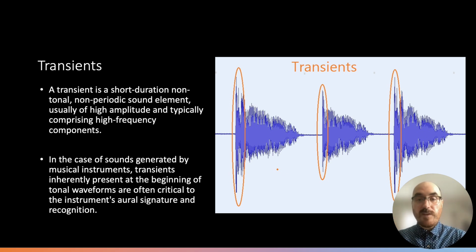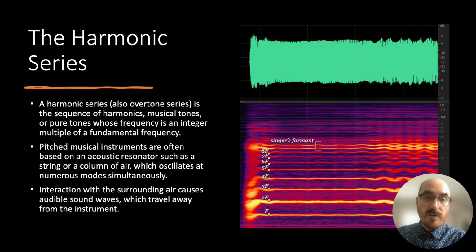We have that hard piece of plastic hitting the strings versus the soft fingertip. So drums are things that have lots of transients. Anything that has a plucked sound or is a percussive sound will have more transients, versus bowed or woodwind instruments, which will have a smoother transient. So a transient is a short duration, non-tonal, non-periodic sound element that has a high amplitude and typically comprises high frequency components. In the case of sounds generated by musical instruments, transients are inherently present at the beginning of the tonal waveforms and are also critical to the instrument's aural signature and recognition.